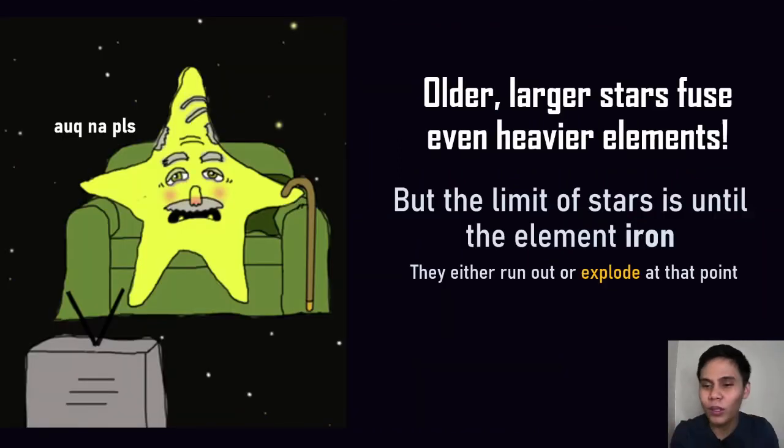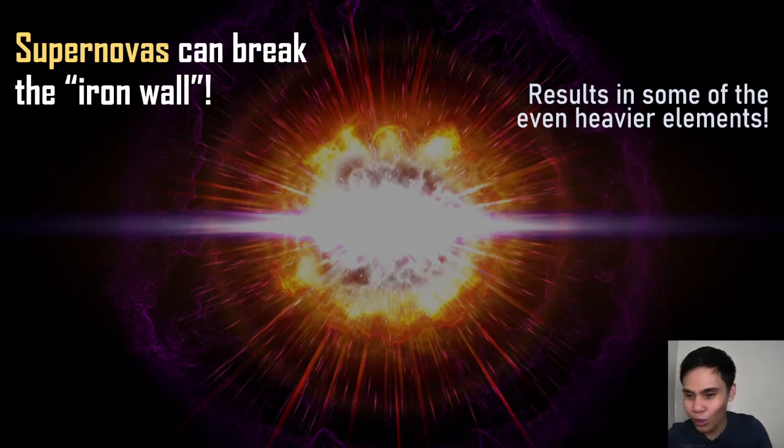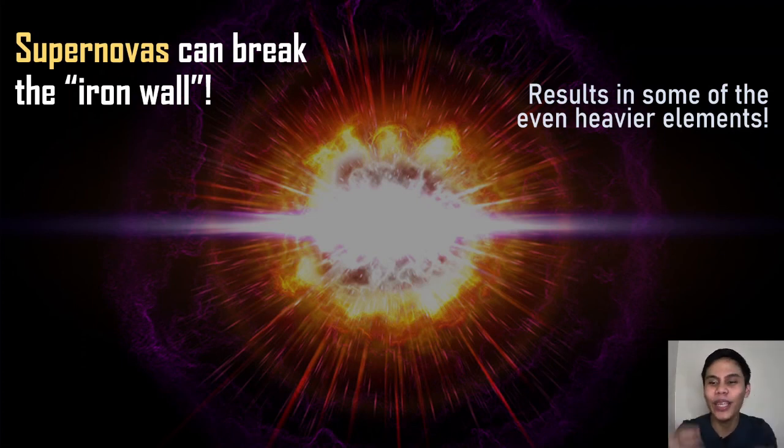So if we get even older and larger stars, they will fuse even heavier elements. But there is a limit to this nuclear fusion in the cores of stars, and that limit is the element iron. So the element iron forms an iron wall for stellar nuclear fusion, for stellar nucleosynthesis. So either they run out of fuel at that iron or they explode very violently in what is called a supernova. But this supernova has so much energy that it can break this iron wall. So the supernova can result in some of the even heavier elements.